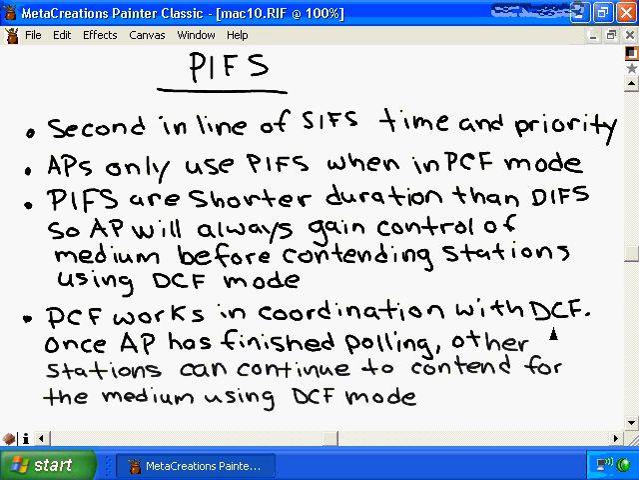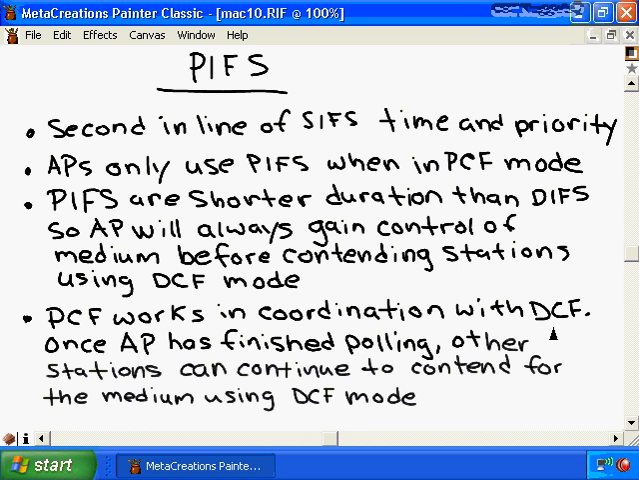Now, something you need to be aware of is that PCF and DCF are not mutually exclusive. In order to enable PCF mode, the DCF mode has to be enabled as well. So it's not one or the other. Both of them are running simultaneously and in coordination with each other. So PCF kind of runs on top of DCF.